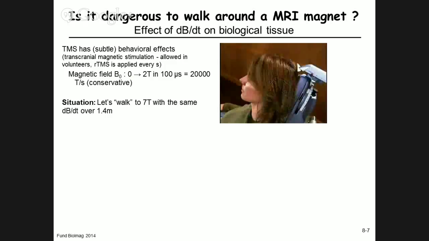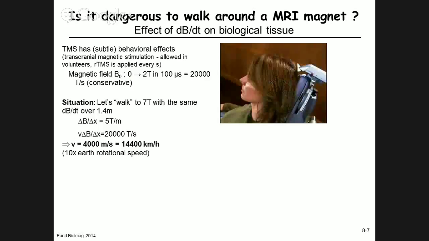So let's suppose one walks to 7 tesla with the same change in magnetic field, dB/dt, of 20,000 tesla per second, and let's assume that we're doing this walk over 1.4 meters. That's very conservative. So then we have a change of magnetic field of 5 tesla per meter over 1.4 meters, 7 tesla, going from 0 to 7. If we now take the velocity times this change, then this should give us the rate of change of magnetic field that we're experiencing, and we want it to be 20,000 tesla per second. And then we have delta B over delta x, so we can calculate the velocity that is necessary.